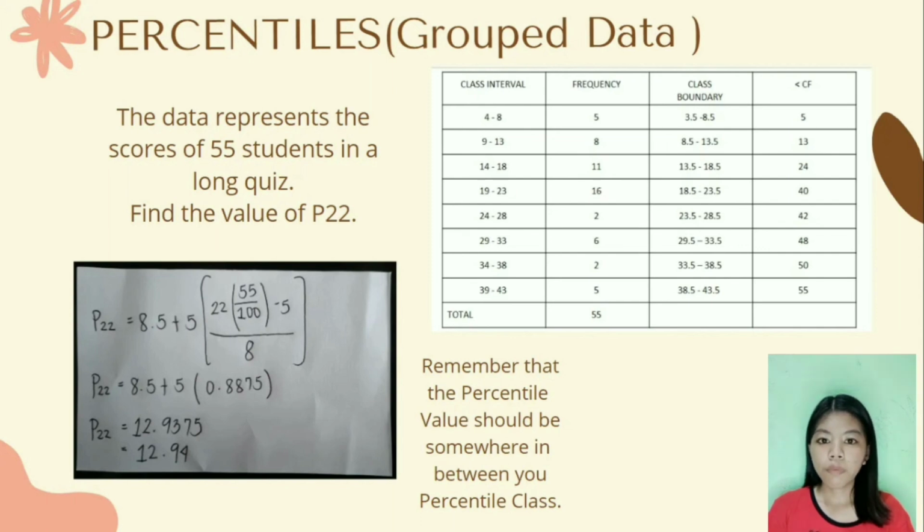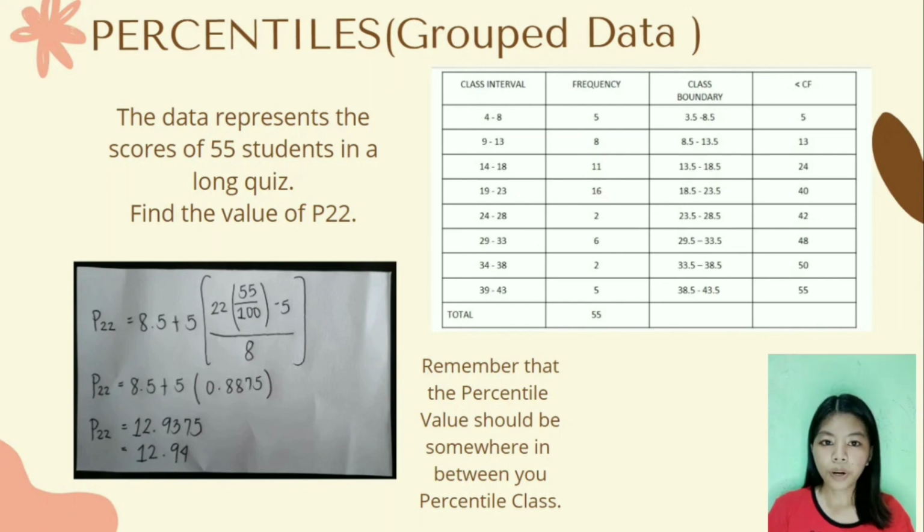And of course, after substituting, you need to simplify. And after substituting and simplifying, the value you will get is 12.9375, or approximately 12.94. And the next step that we need to do is to check if this value is somewhere in between your percentiles class. So, the class interval of the percentiles class is 9 to 13. Since 12.94 is in between the class interval of the percentiles class, we know that the answer is correct.